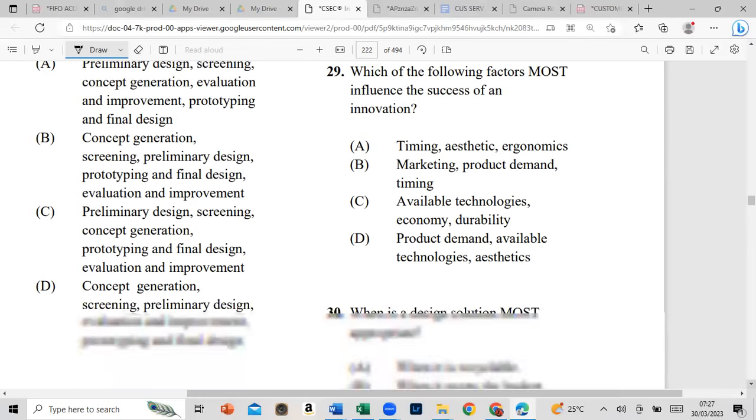If you had said concept generation, screening, preliminary design, evaluation and improvement, prototyping, and the final design, you are correct. So for 25, it would be D. All right, let's move on to 26.